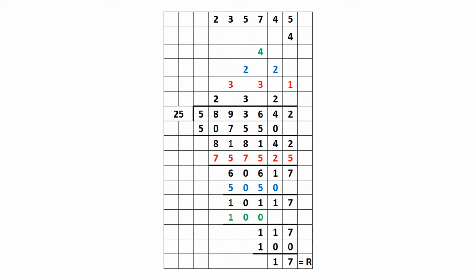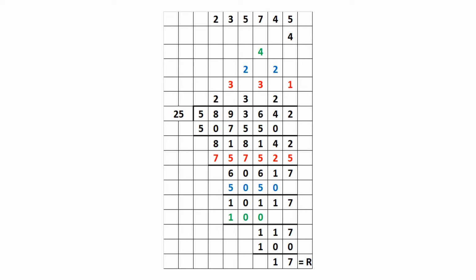In this division, we're dividing 25 into 5, 8, 9, 3, 6, 4, 2. 25 is a 2-digit divisor. 25 will go into a 2-digit number and a 3-digit number, possibly in this example. 25 goes into 58 2 times. That's 50. Subtract 50 from 58. That's 8. Go to your next 2-digit number. 25 goes into 93 3 times. 75. Subtract 75 from 93. That's 18. 25 goes into 64 2 times. That's 50. Subtract 50 from 64. That's 14. Bring down the 2.